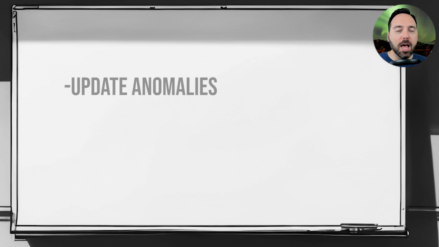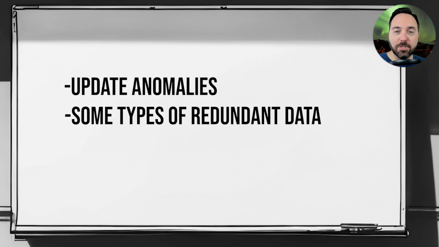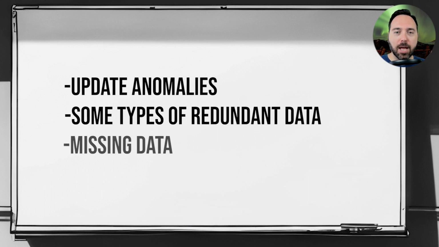Boyce-Codd Normal Form. You know a normal form is good when people are willing to name it after themselves. Boyce-Codd Normal Form is one of the two most important normal forms because it prevents a variety of data anomalies: update anomalies, some types of redundant data, and missing data.